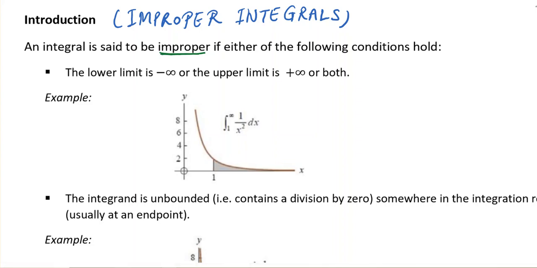The first condition is the lower limit is negative infinity or the upper limit is positive infinity or both. So one of the limits is undefined, like negative infinity, positive infinity, or both of them are really large, undefined. If we take a look at this example in this diagram, we have the integral from 1 to infinity of 1 over x squared dx. Here we notice that this is an improper integral, the reason being that the upper limit is plus infinity.